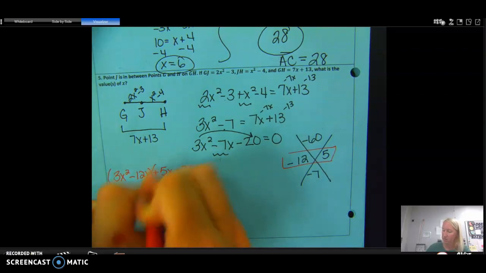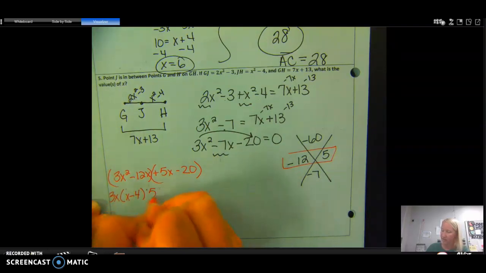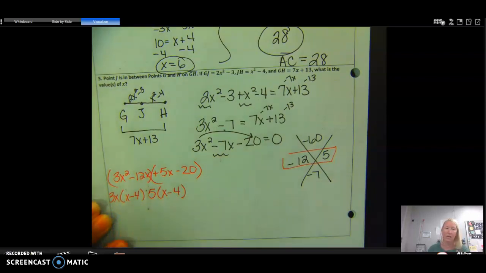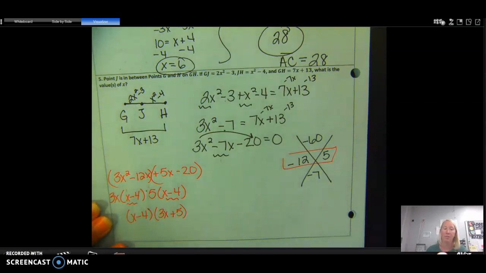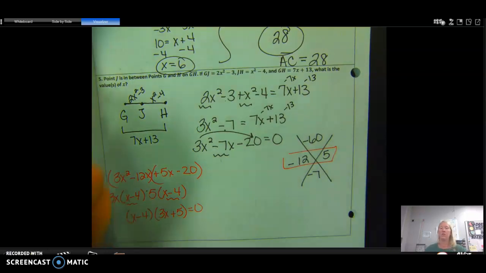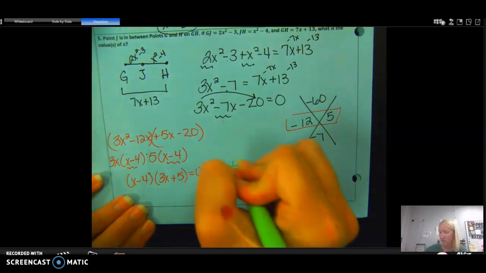I'm going to group and take the GCF of both pairs. So 3x can come out of that, and I'm left with x minus 4. 5 can come out of here, and I'm left with x minus 4. Now my quick check is that this should be the same as this, and it is. So my two terms are x minus 4 and 3x plus 5. Okay? At that point, I still have not solved for x. That is equal to 0. What we do at that point is we set both of those equal to 0 to solve for each of those. So I do x minus 4 equals 0.